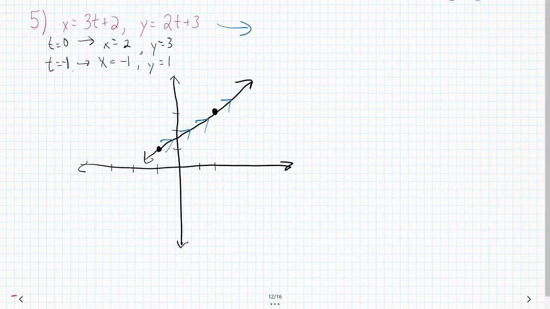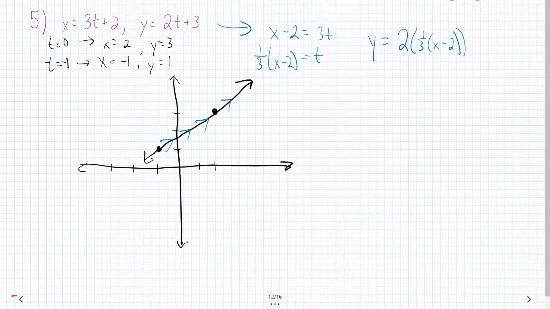Now, how do we actually figure out what the equation is? Well, you can solve for t in that first equation. So you get x minus 2 equals 3t. So t equals 1/3 (x minus 2). Hopefully you're catching the common theme here now. And so that means our y equals 2 times 1/3 (x minus 2), and then plus 3. So y equals 2/3 (x minus 2) plus 3. And so y equals 2/3 x. So notice you get minus 4/3. Well, that would be 9/3 for 3. So 9/3 minus 4/3 would be 5/3. So plus 5/3.